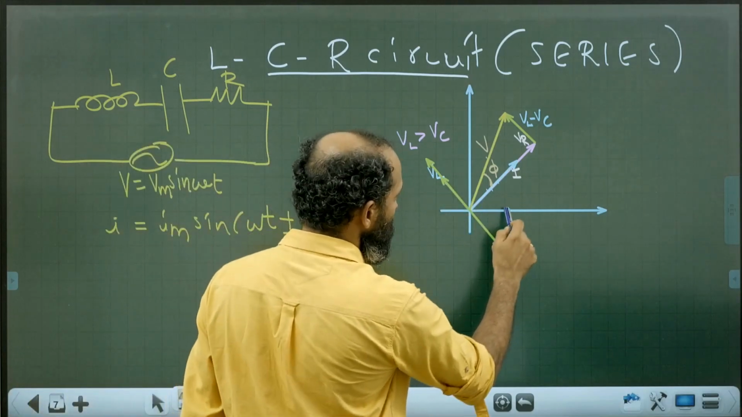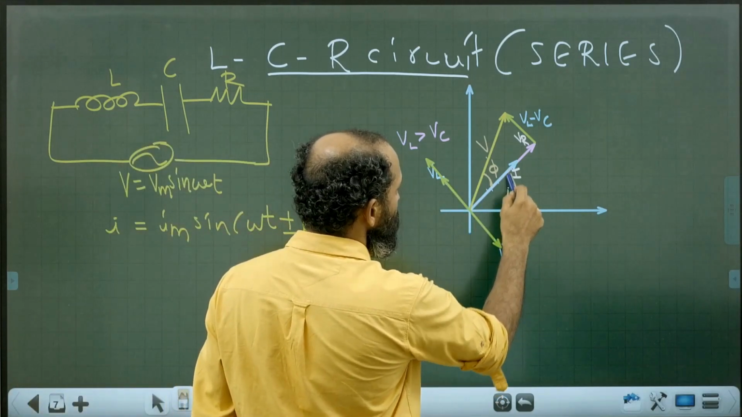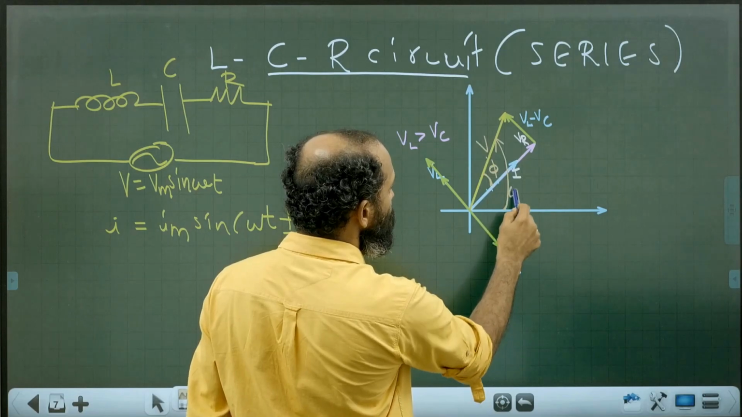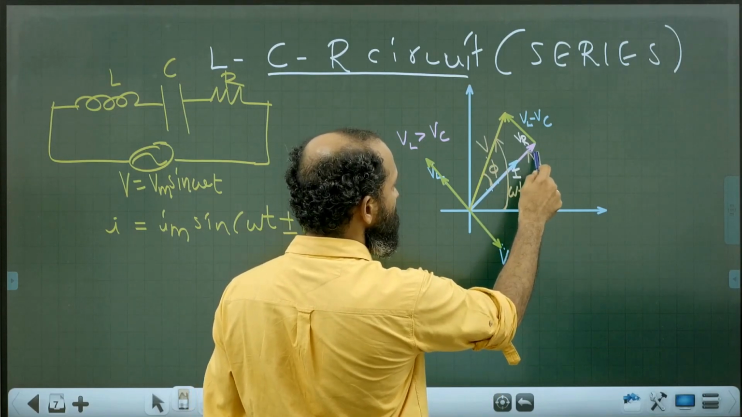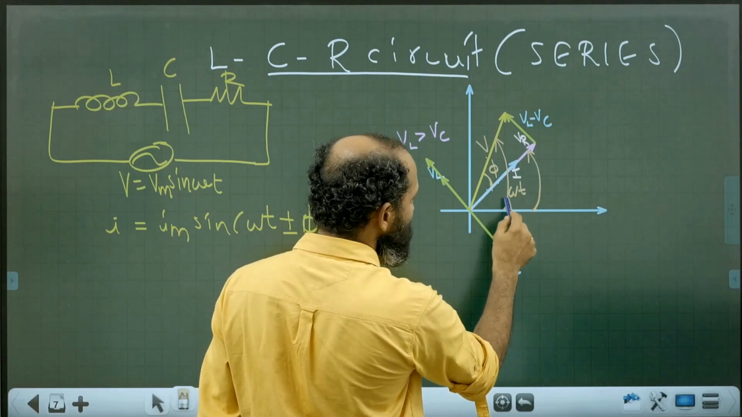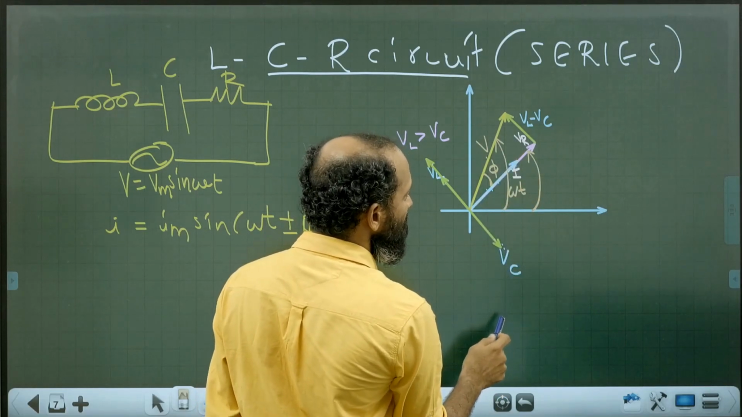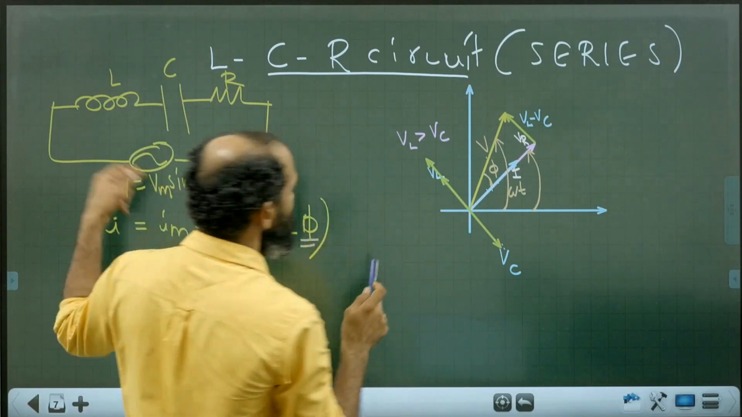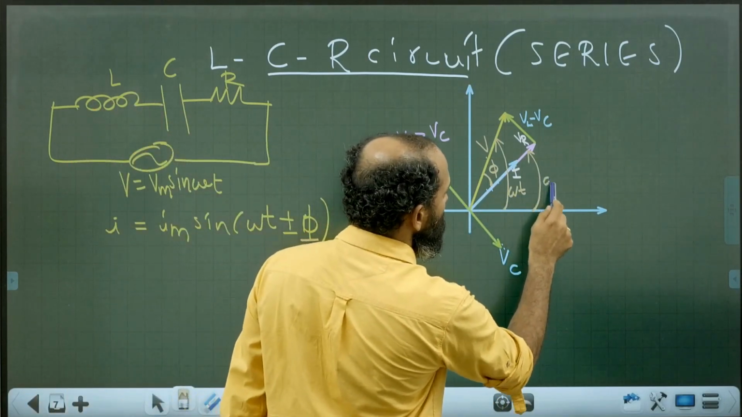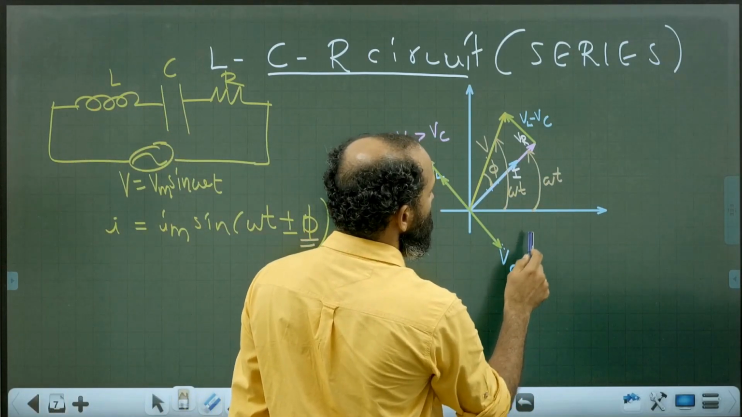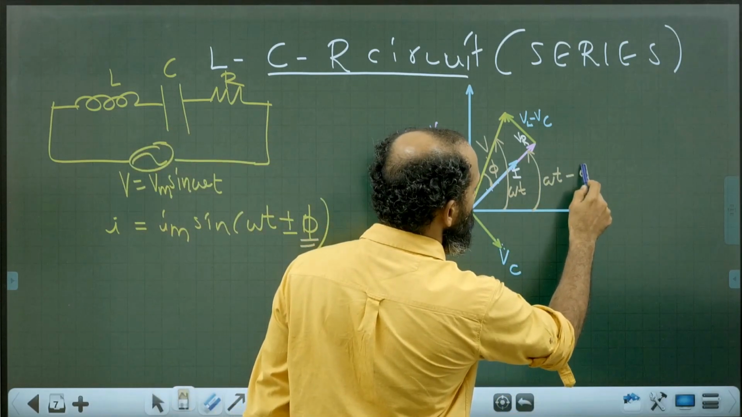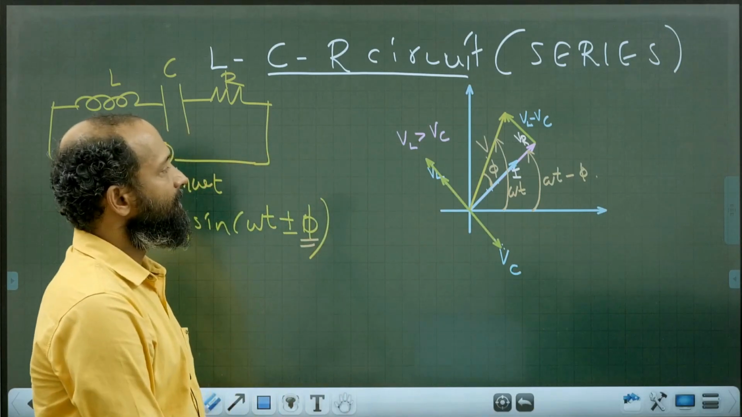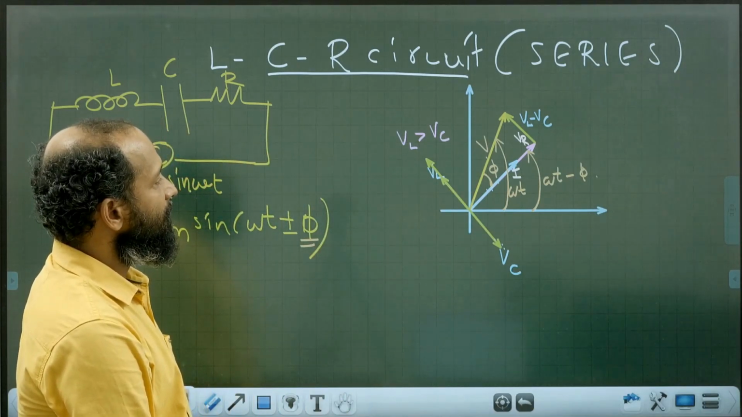In T seconds, the supply voltage turns through an angle omega t. At the same time, in T seconds, the voltage across the resistor, and hence the current in the series circuit, turns through an angle omega t minus phi. So what is the phase angle between voltage and current? Phi.